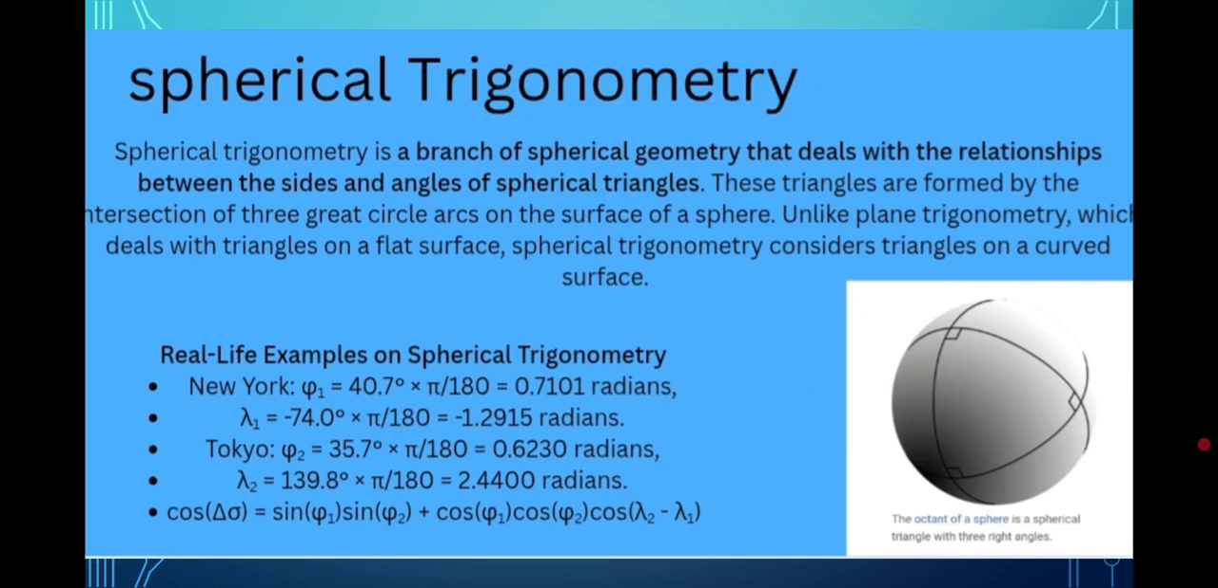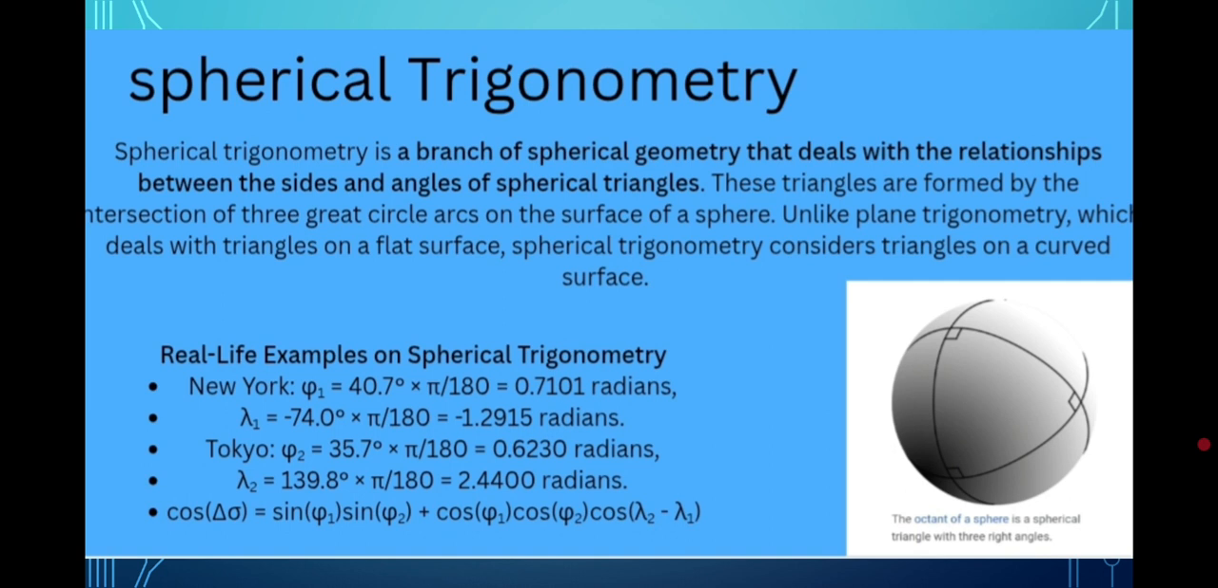So the next topic is spherical trigonometry. Spherical trigonometry is a branch of spherical geometry that deals with the relationship between sides and angles of spherical triangles. Spherical geometry, that means spheres, also known as spherics, is the study of geometry on the surface of a sphere, unlike the flat surface geometry like hyperbolic geometry.